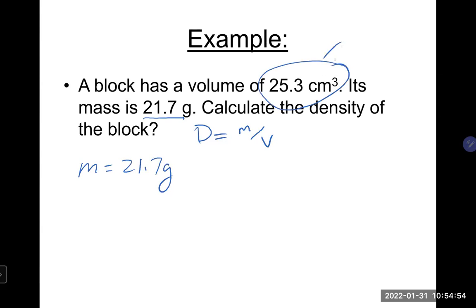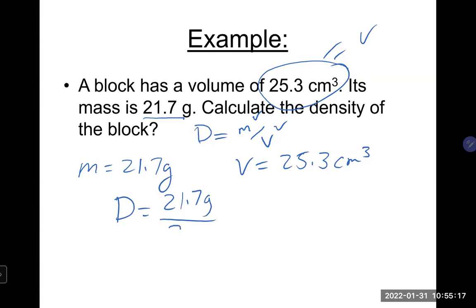That right there, remember, is a volume when we have cubic centimeters, again, not a length. So our volume would be 25.3 cubic centimeters, which means really in this case, we have both that we need. So all we have to do basically is just plug it in there. And if we do, the density in this case would be 21.7 grams divided by 25.3 cubic centimeters. And in this case, that gets us 0.858.